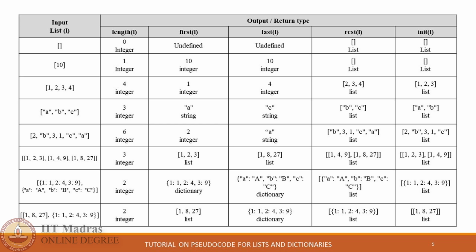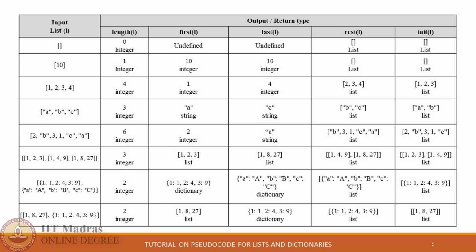In case of third input, now we have 4 elements in the list. Hence, length function will return 4, which is an integer. First will give 1, last will give 4, because those are the first and last elements of the input. Rest function will return a list with 2, 3, 4, because it returns the entire list except the first element. Init will return 1, 2, 3, because this function returns all the elements from the original list except the last element.